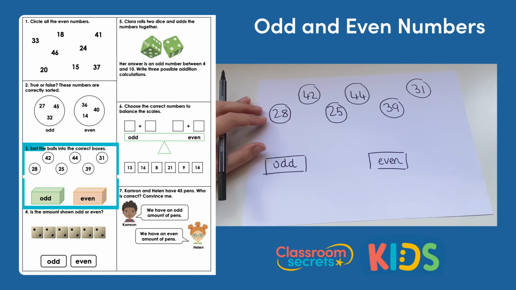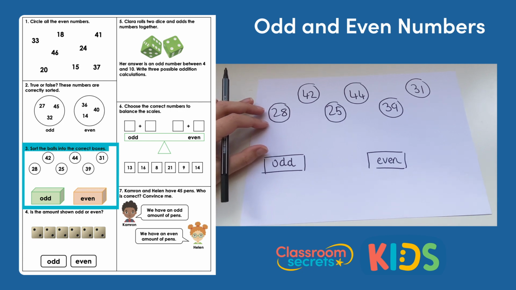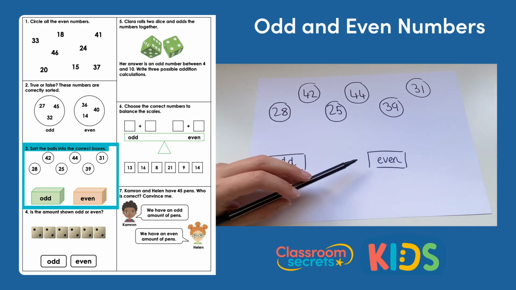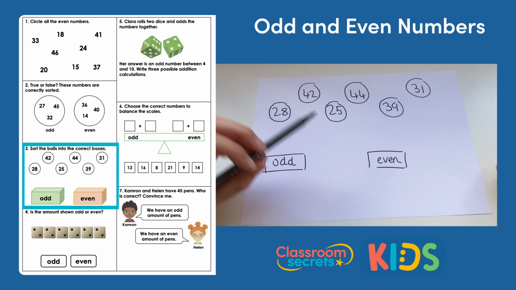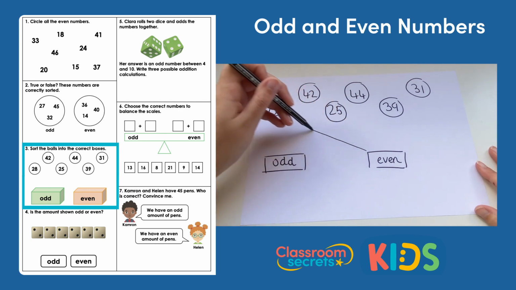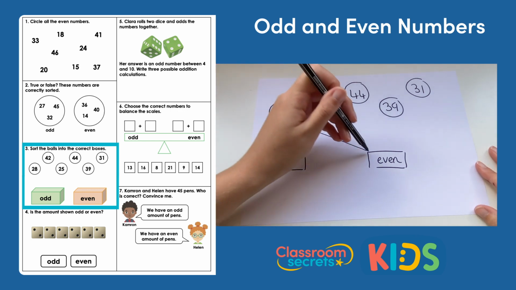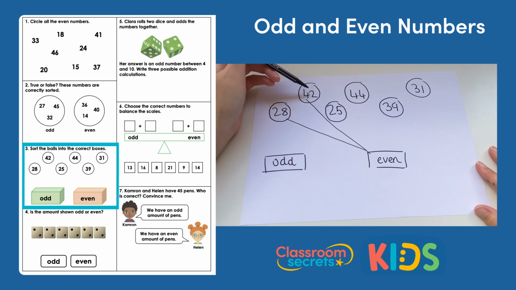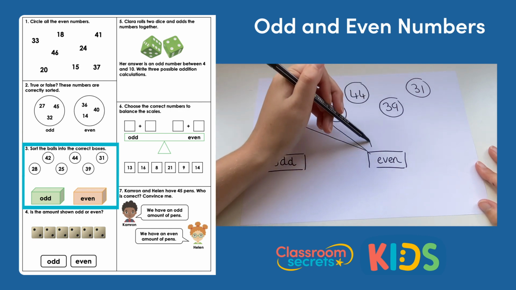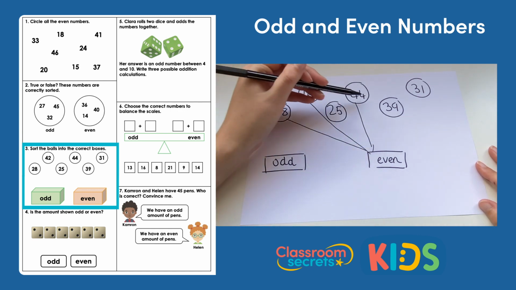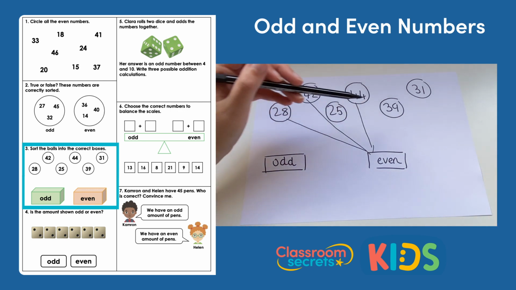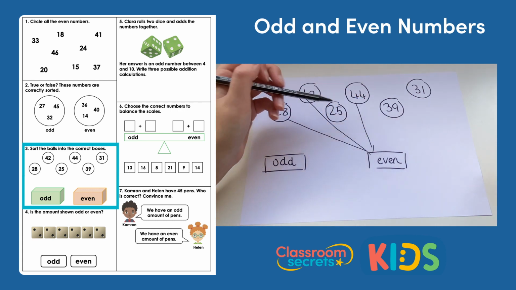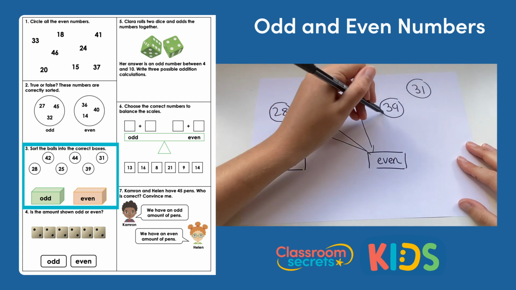Question 3, sort the balls into the correct boxes. So let's start with my even numbers first of all. Again, I'm going to look at those ones digits to see if it ends in a 2, 4, 6, 8 or 0. So 28 ends in an 8, 42 ends in a 2, and 44 ends in a 4. They're all even numbers because they end in numbers that are jumps of 2. And that leaves us with 25, 39 and 31, which are all odd numbers.